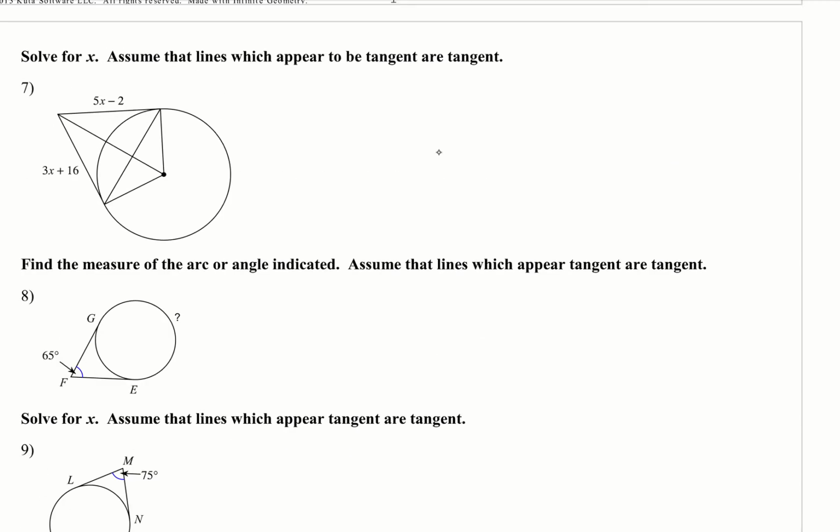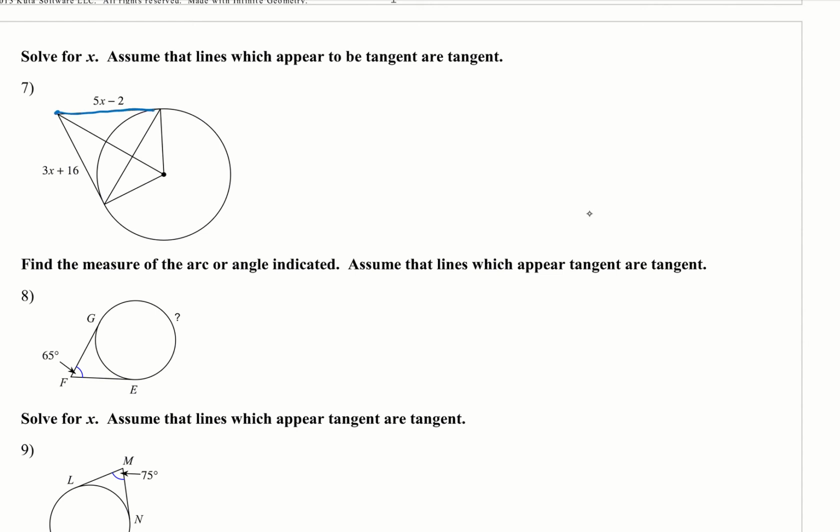All right, number 7, solve for x. So assume that lines which appear to be tangent are tangent. All right, so we got tangent lines here, and we don't know their values, but we know their expressions here. So this is actually a theorem, the segments to a tangent theorem. I believe that's what it's called.